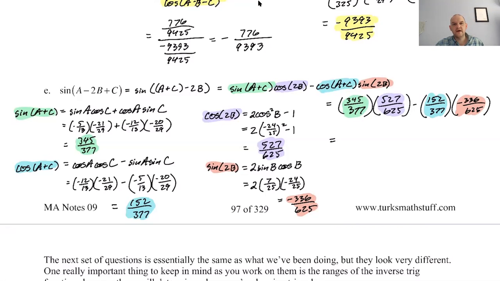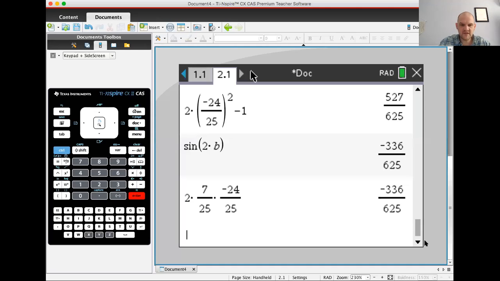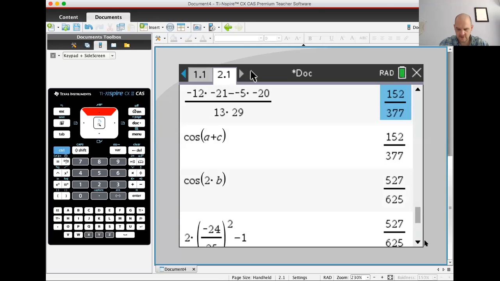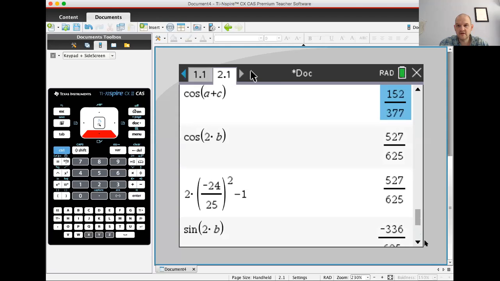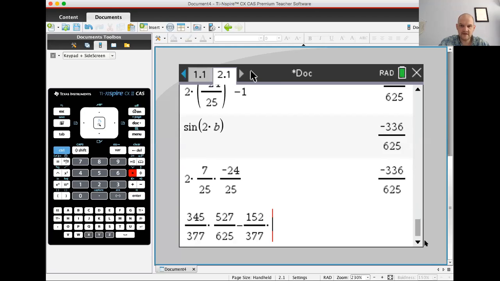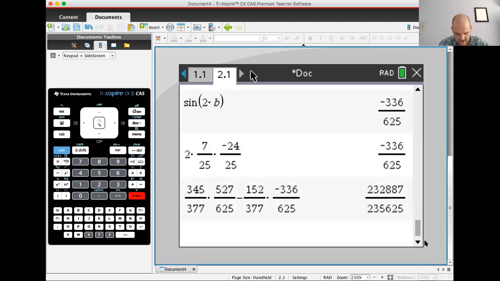Here we go. Here. So I'm gonna type in ours first. Well, I'm gonna copy and paste what I need for ours first. So 345, this one, times the 527 one, this one, minus the 152 one here, and then times the 336 one. Okay, so is this the sine of a minus 2? It's going to be so sad if it's not.